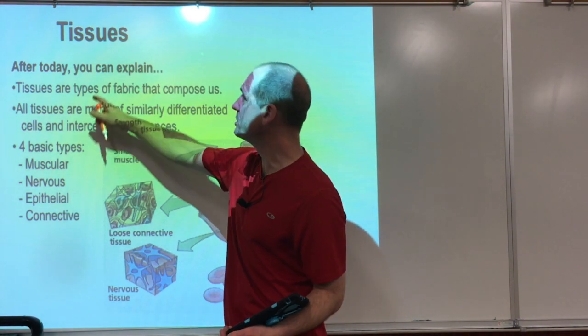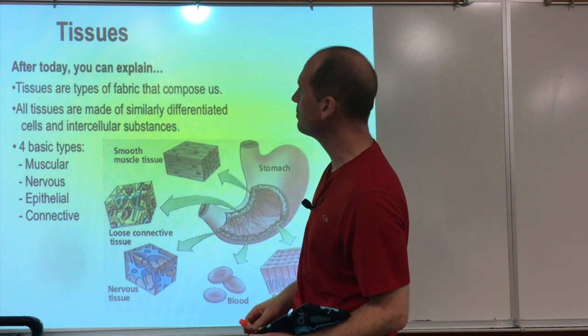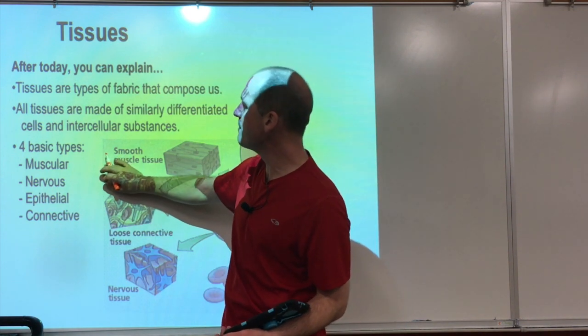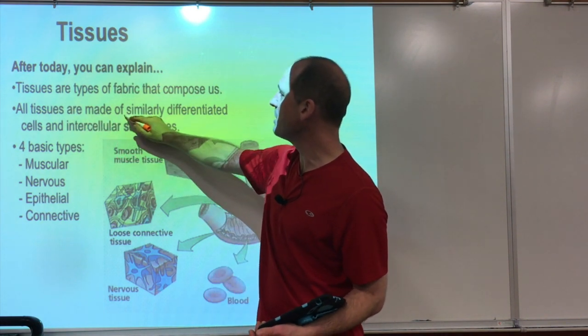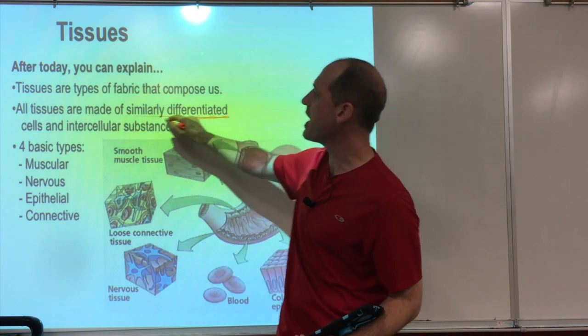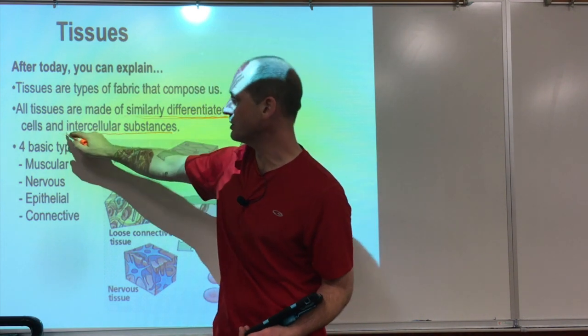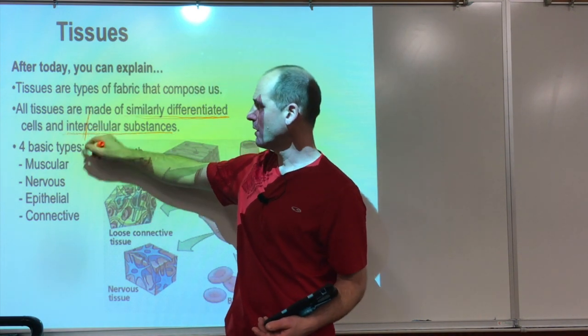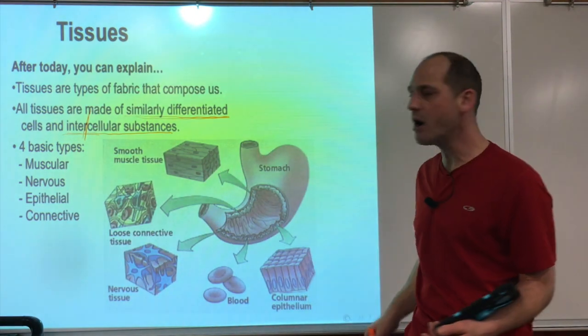We have 4 major tissues. Those are the fabrics that make us up, that compose us. What's important there is though the tissues are made of similarly differentiated cells and intercellular substances. Inter means in between. So they're not intra.